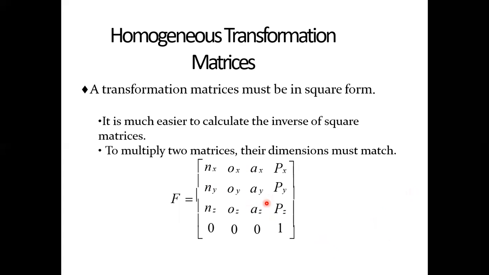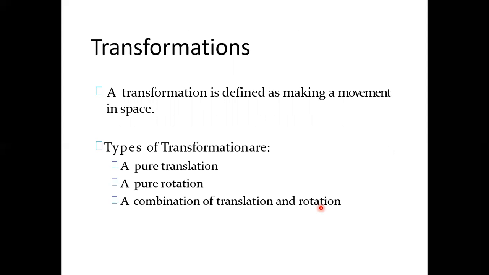So last time we discussed it like this. There are three types of transformation. The transformation is defined as making a movement in space, that is, how the end effector will move in space. The types of transformations are a pure translation, a pure rotation, and a combination of translation and rotation. Okay, this is the concept.